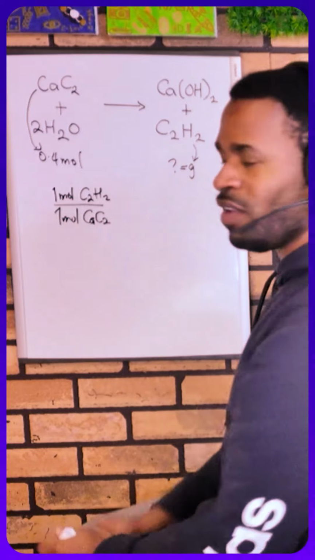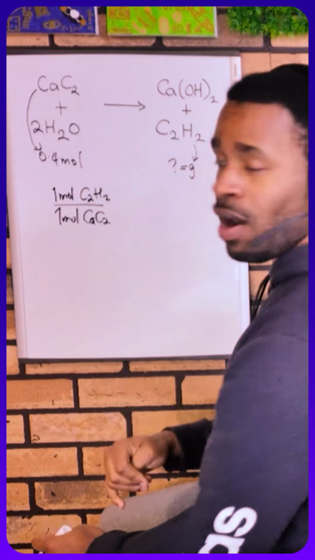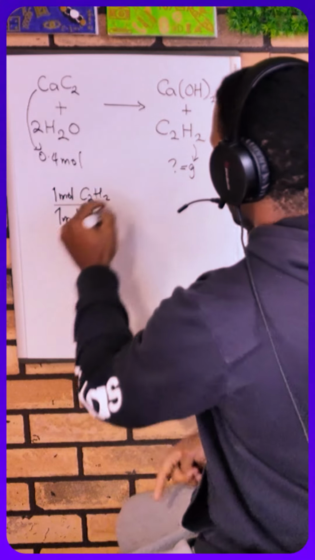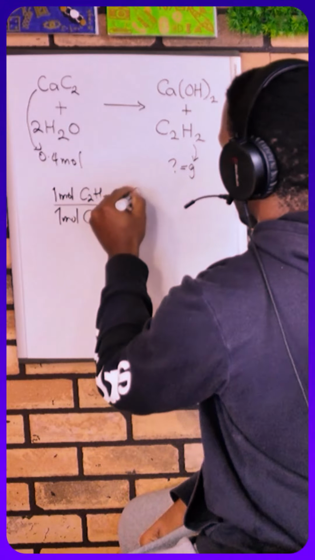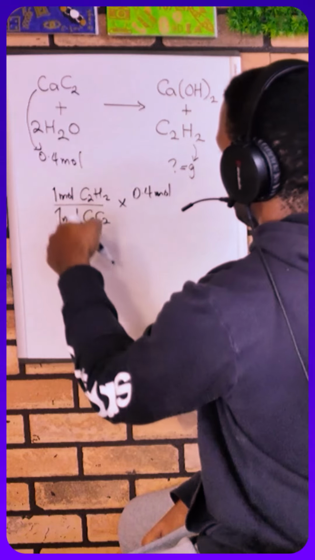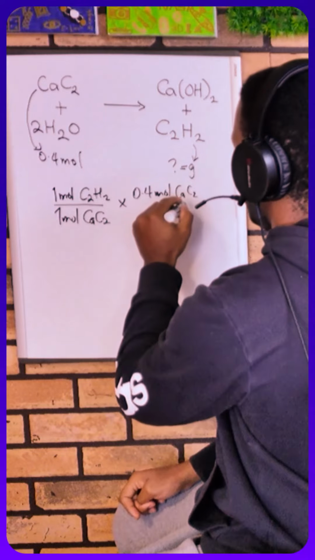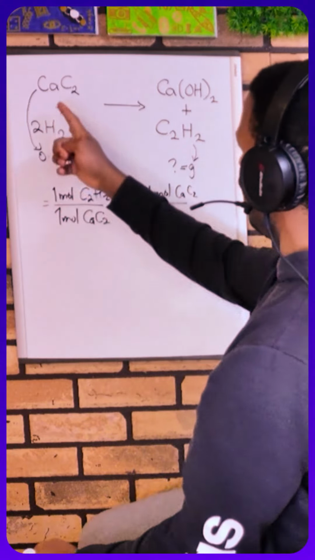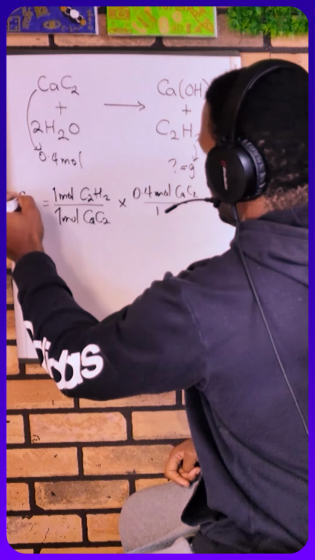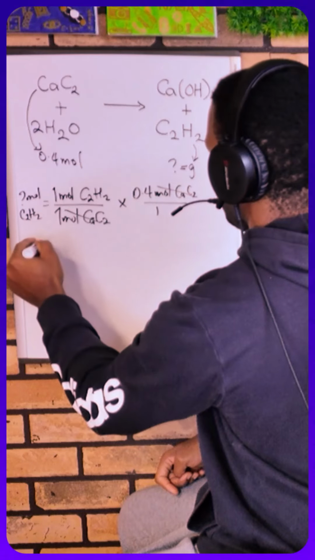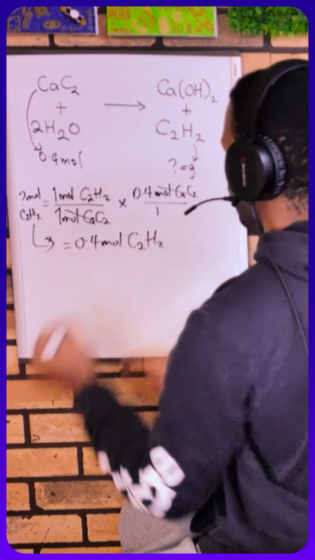Once we have these equivalencies as a ratio, the next part is how we are going to integrate our given moles to know what is required. Here we need to eliminate our calcium carbide, and to do that we multiply by our 0.4 mole of calcium carbide, which is what is given. This allows us to determine the number of moles of acetylene that is generated. Once it cancels out, we have 0.4 moles of acetylene.